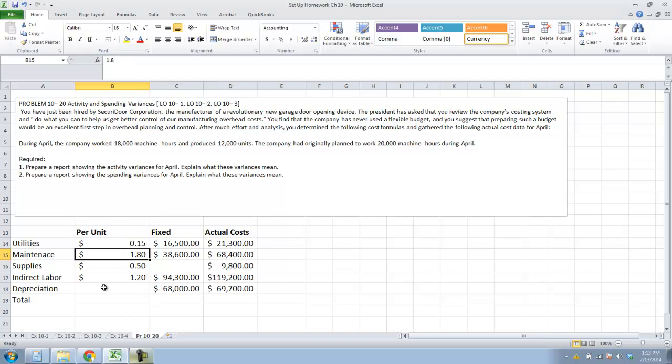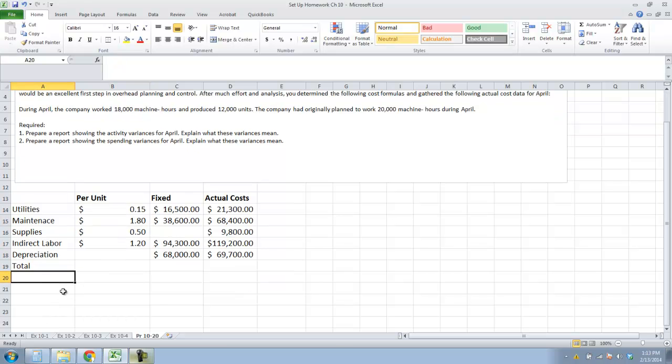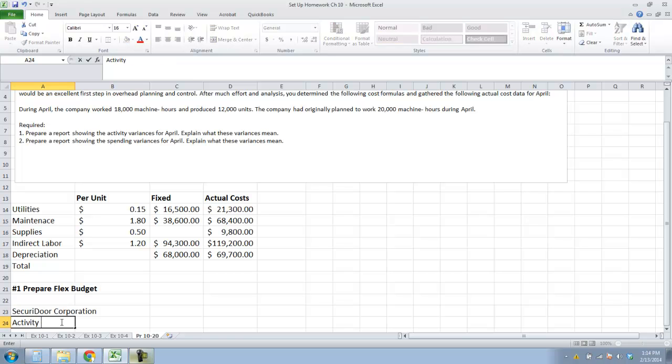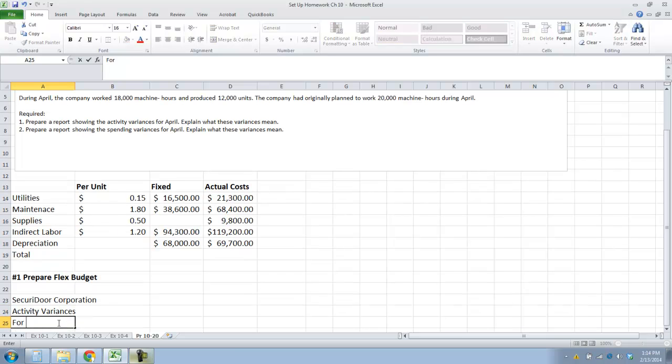So here was the information given in the problem. The first thing we need to do is prepare a flex budget. What we're going to do is, we have Secure Door Corporation. This is activity variances for the month ending April.